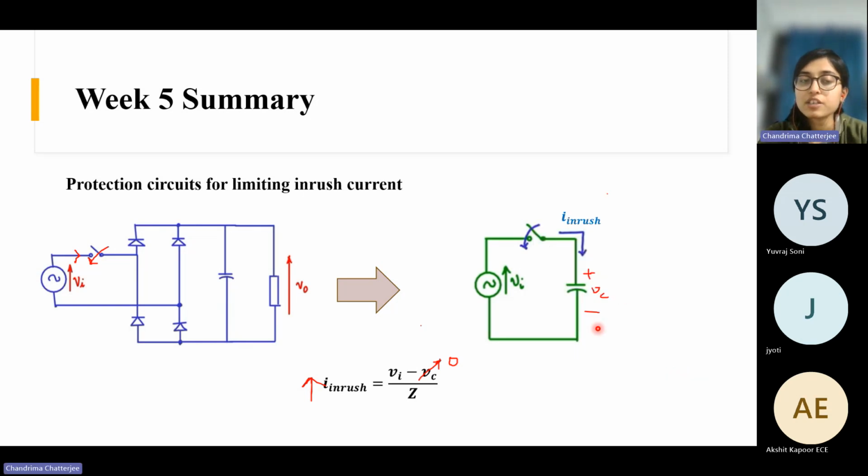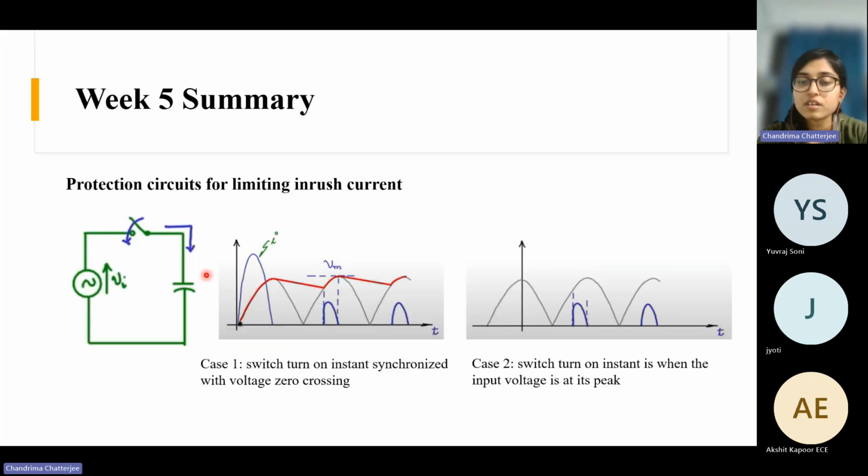So the simplest kind of protection, what do you think? What could be the simplest component that we can add here so that my current can be limited? A resistor. Yeah, resistor. That is the simplest thing that we can add to limit current in any circuit. That's what we will do.